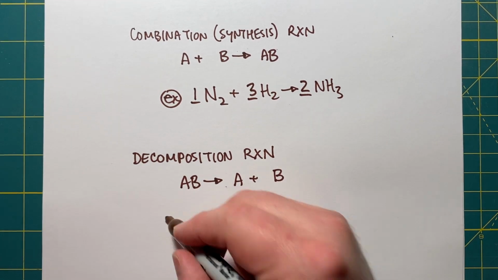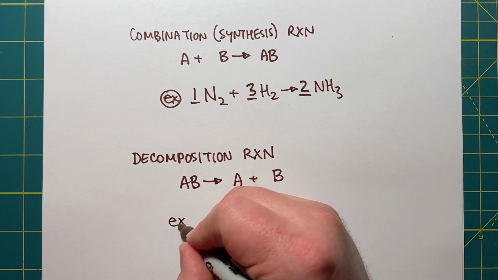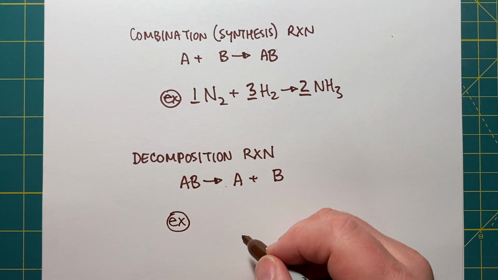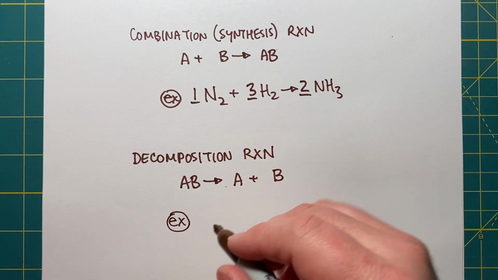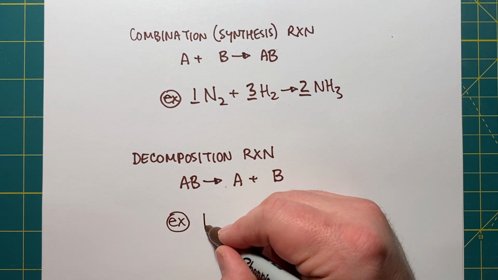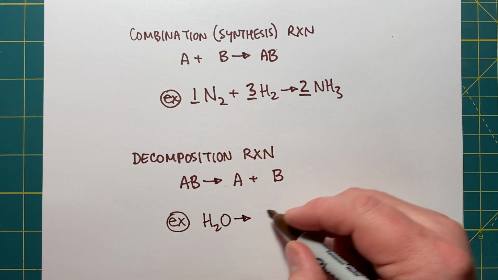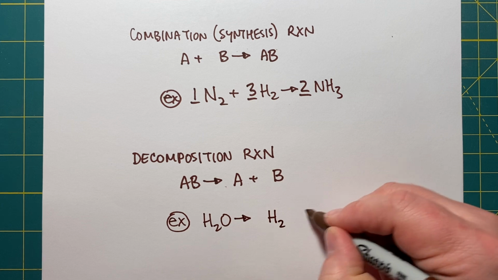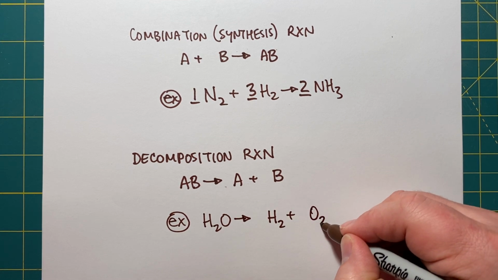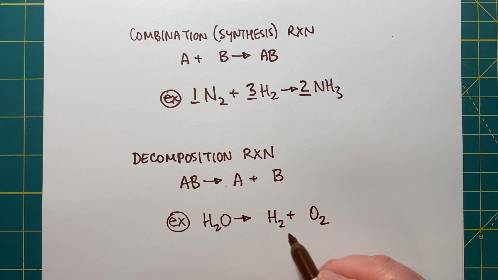As far as a decomposition reaction goes, we could easily have the electrolysis of water, for example, where we just have water separating. So in this case, we have something that's more complex, falling apart into things that are more simple. So we have water, H2O, falling apart into the elements that make it up, hydrogen and oxygen.